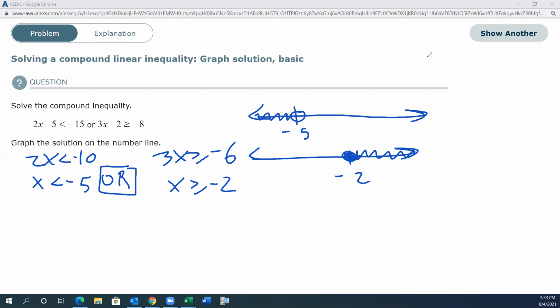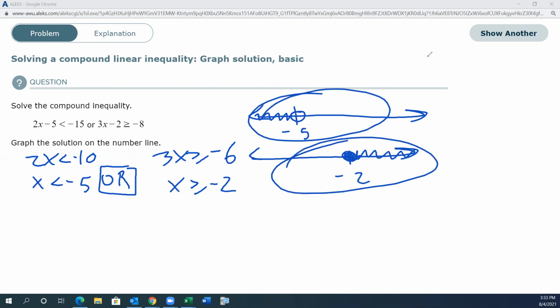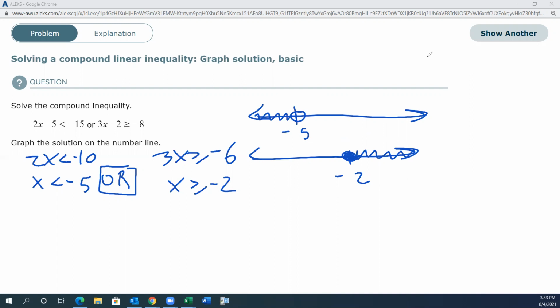Now, how we combine these two solution regions to get our final solution depends on whether we have an and or an or. If it were an and, we would say, oh, this solution set needs to be satisfied and this one. Well, there are no numbers that are in both, and so if it were an and, the answer would be no solution. But that's not the case.